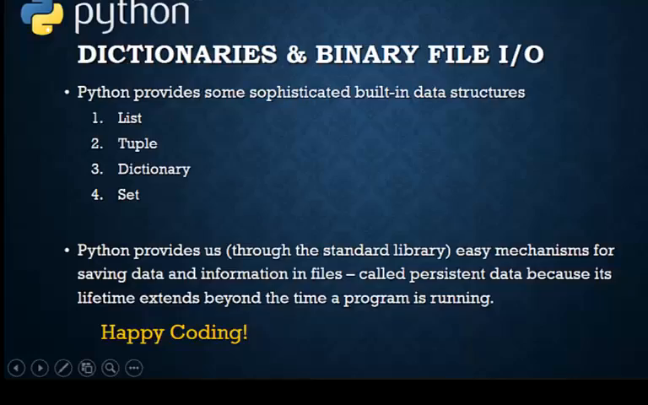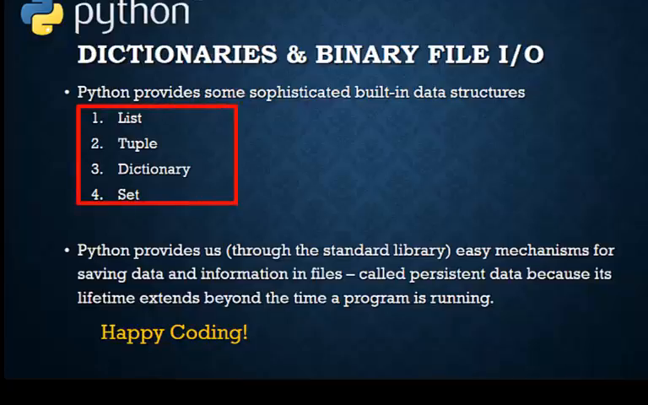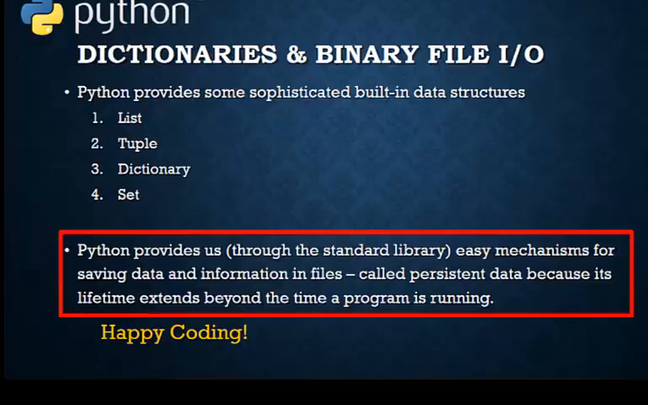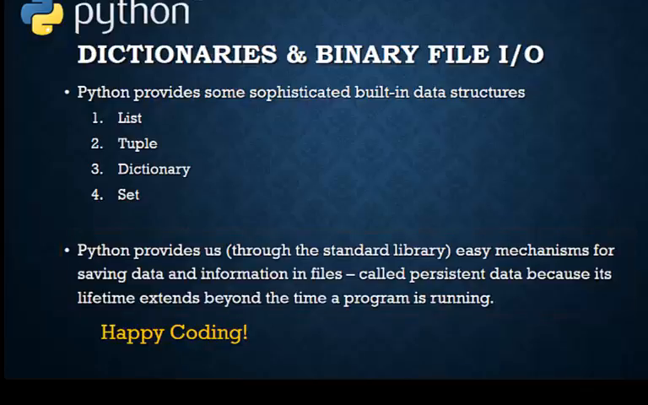So just to recap, dictionaries and binary files. There's no doubt about it. Python provides us with some sophisticated tools. Built-in data structures include the list, tuple, dictionary, and set. It also provides us, through the standard library, easy mechanisms for saving data and information in files. This is called persistent data because its lifetime extends beyond the time a program is running.